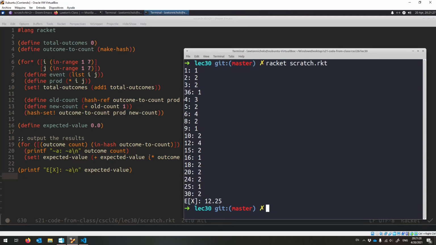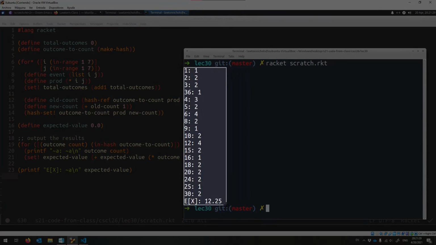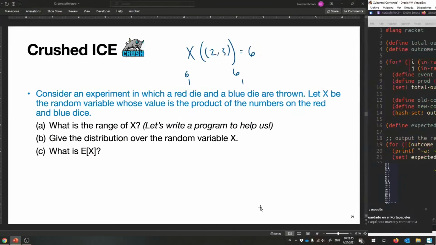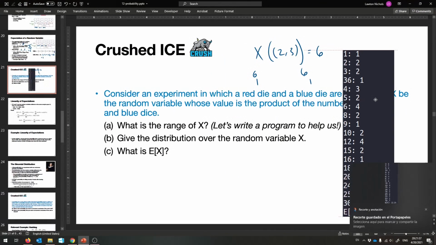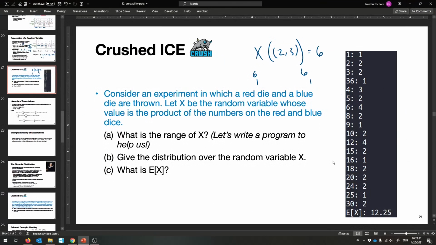If I just take a screenshot of all of this, this is essentially the answer here. Okay, so here we go. How about we do this? Sure. And so all these numbers here are going to be the range. All these numbers together as a total are the distribution. And then there's the expected value. Okay, that's the idea. And programming helps us to do these things.